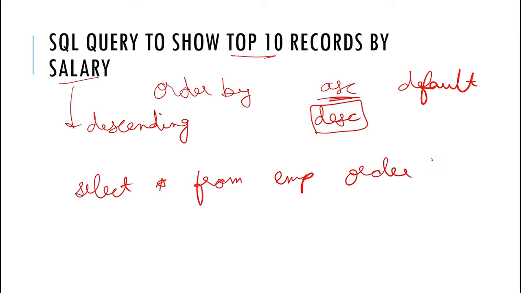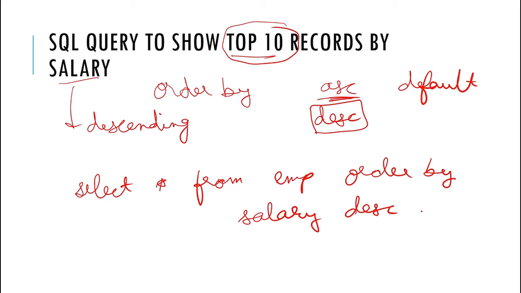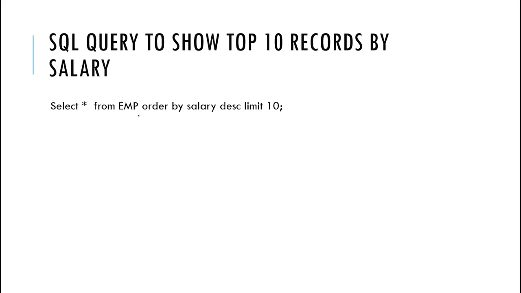order by salary, and it should be in descending order. This will give the result for all the employees, but we need the details only for the top 10. So we will use one more keyword, limit 10. This limit keyword is used because we want only the top 10 records of the employee, ordered by salary. So this is the query: select star from employee. We want all the details of the employee, and limit 10, we want only 10 records, ordered by salary in descending order.